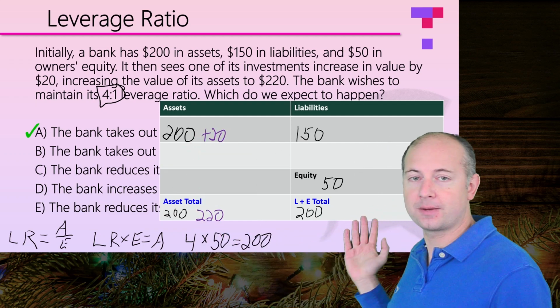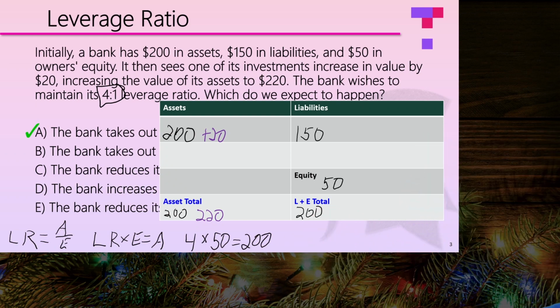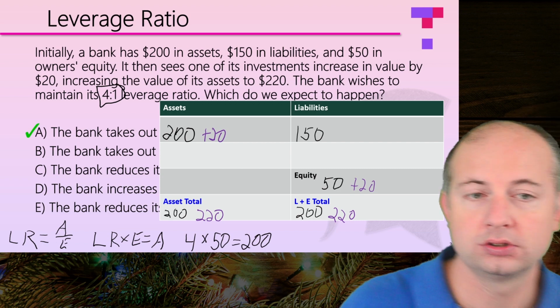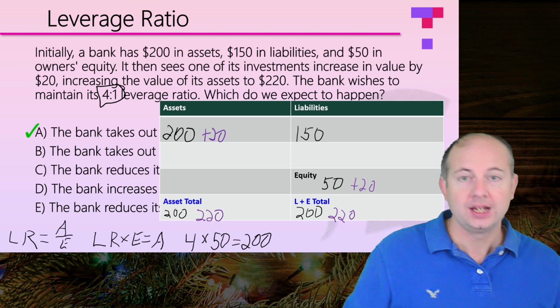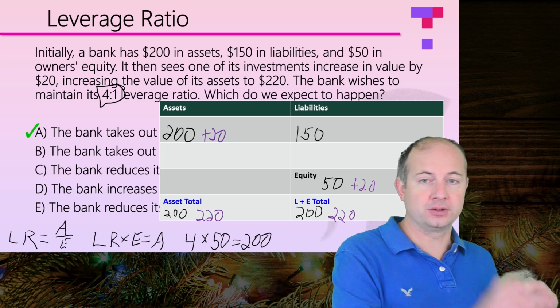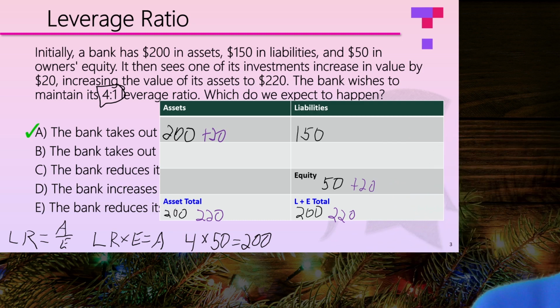Well, that means that our bank becomes worth more, so we add $20 in equity. Now we have liabilities plus equity of 220, so the balance sheet balances again. This is where we are when the problem starts. Now we have to think about how the bank is going to respond. One thing we can note is our equity is now equal to 70.